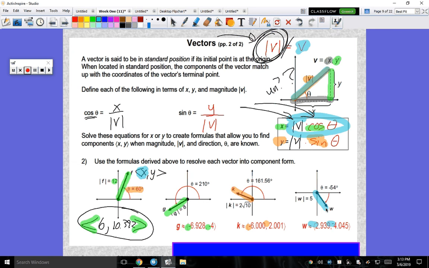Are there any questions before we finish? If not, that's a solid start. That's a good start to the vectors, guys. 3 things: components, direction, and magnitude.